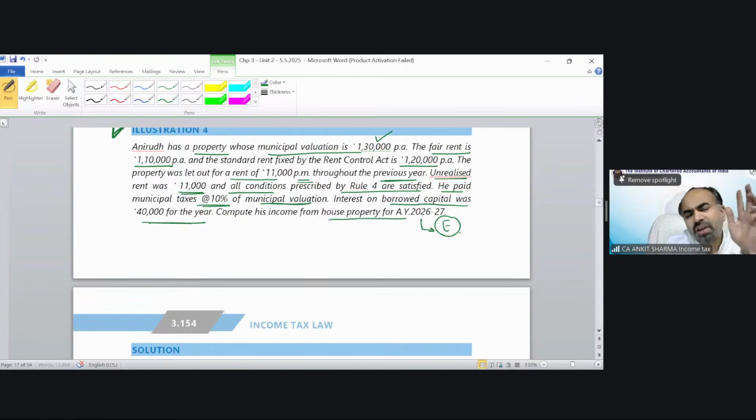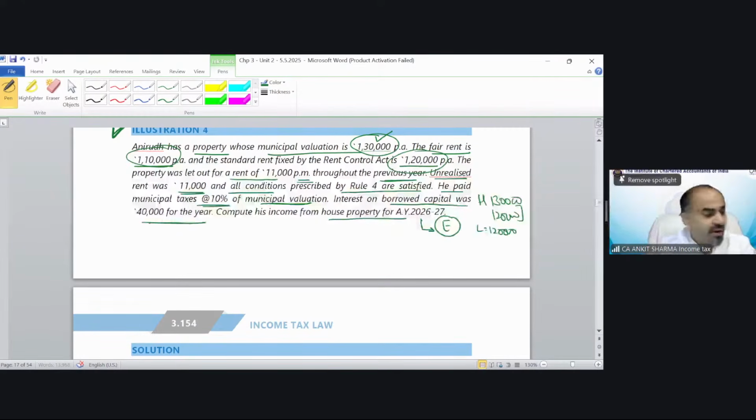Now just focus on the case number E concept. Municipal value and fair rent need to be compared with standard rent. The lower needs to be compared with the actual rent received. That would be your GAV. So municipal value is 130, fair rent is 110, higher is 130. Rent Control Act value is 120. So lower is 120.